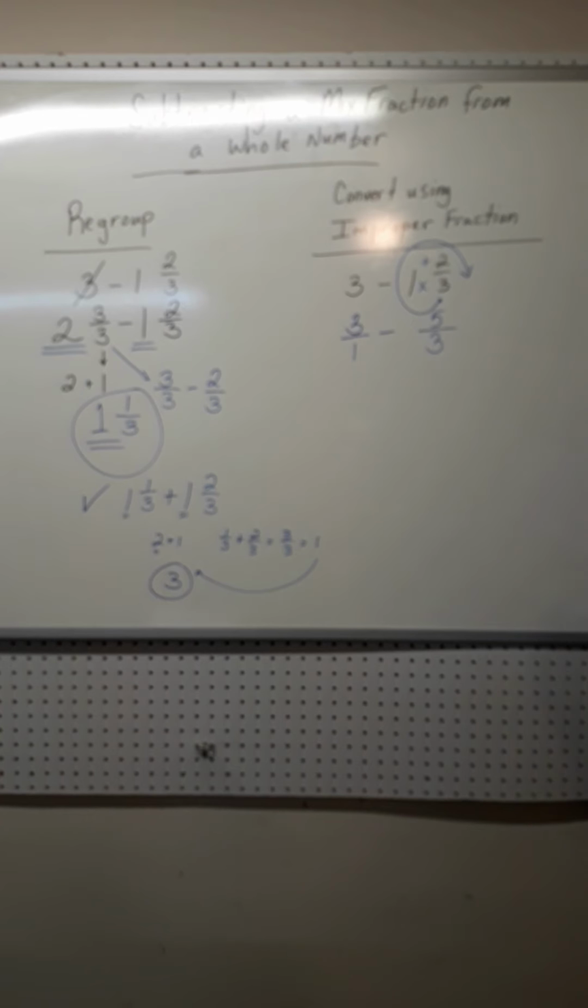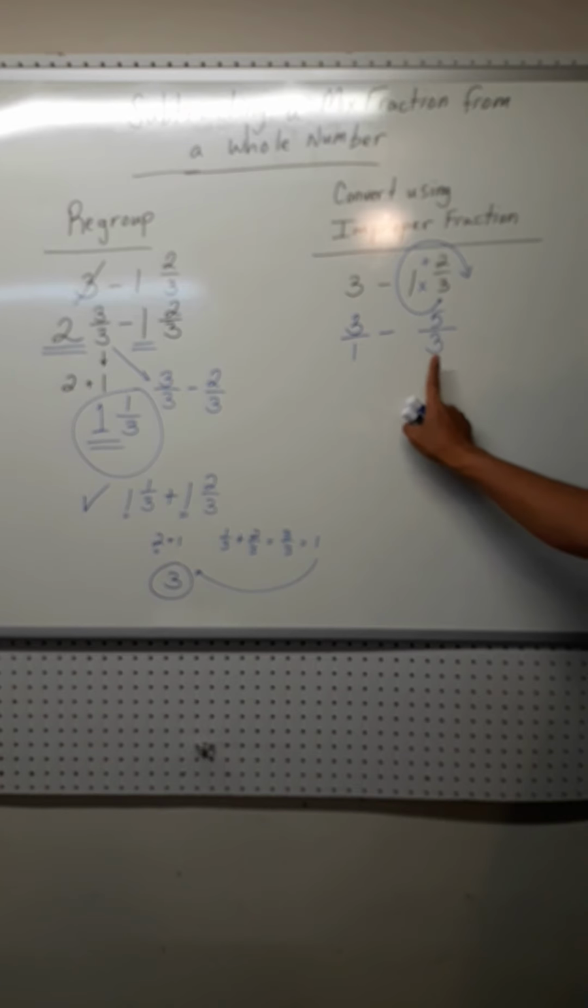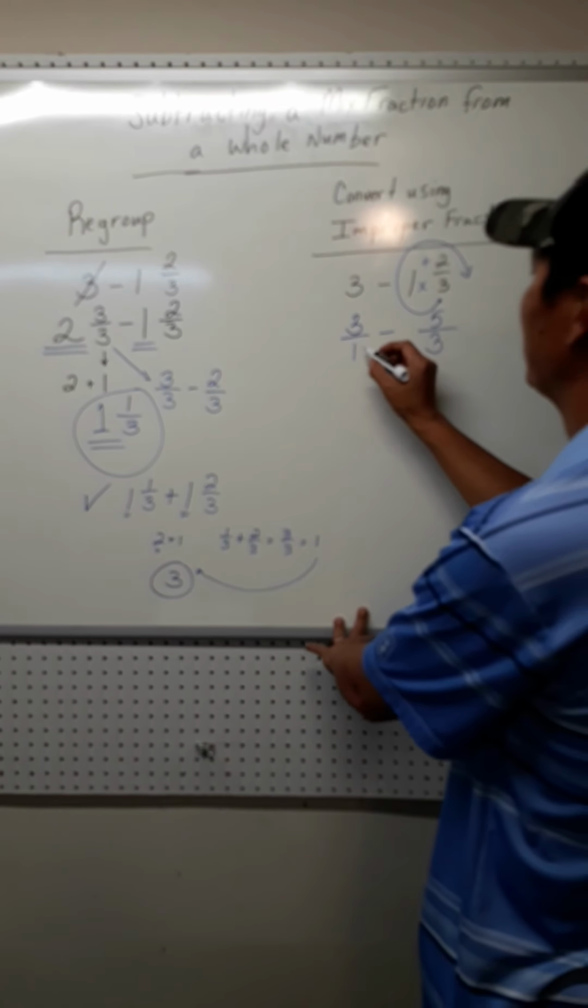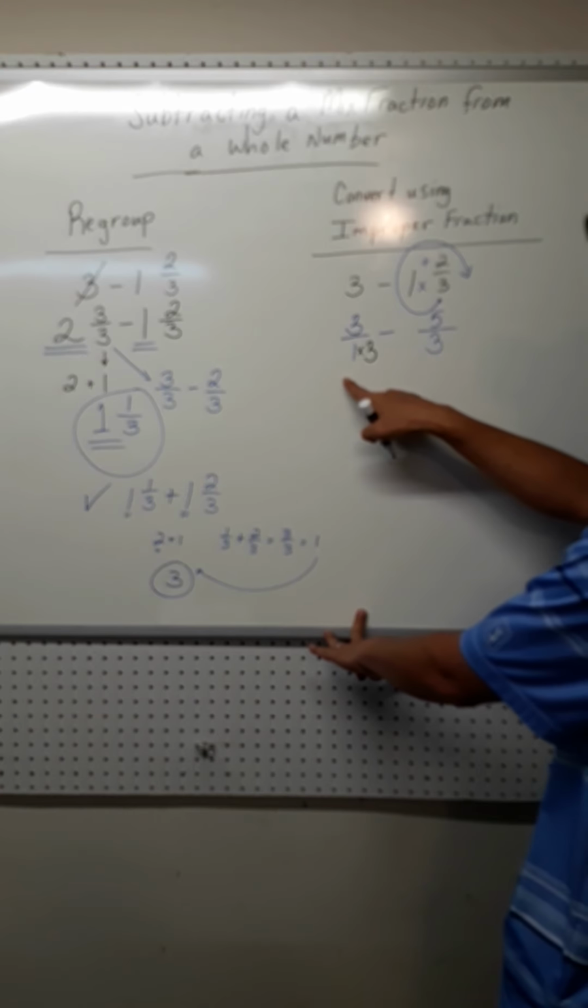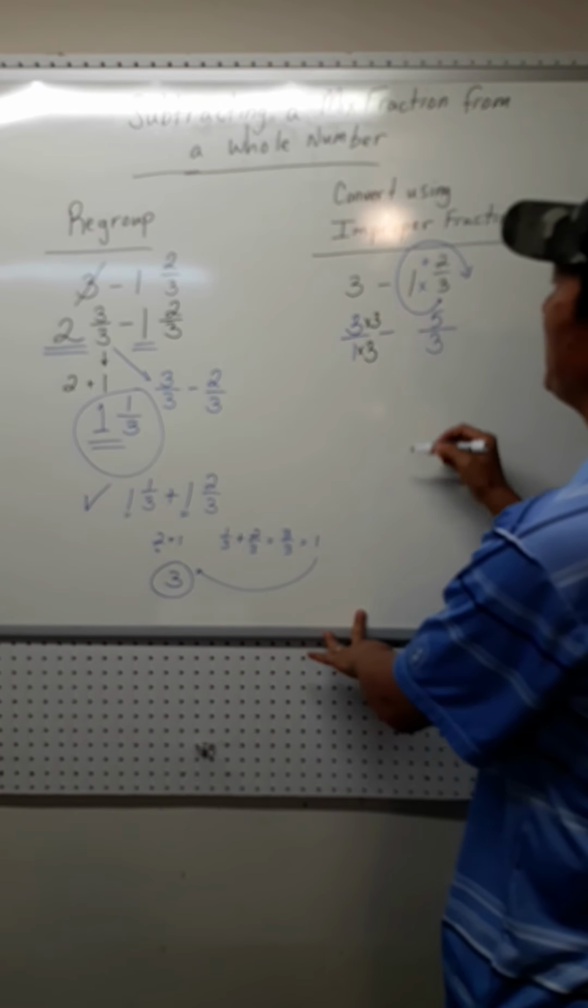Now, you have 3 over 1 minus 5 thirds. The rule is you cannot subtract a fraction when the denominators are different. You must make it a common denominator. So what do I need to do to this 1 to make it look like this 3? I must multiply it by 3. If I multiply it by 3 in the denominator, I must do the exact same thing to the numerator, times 3, to keep it in balance.